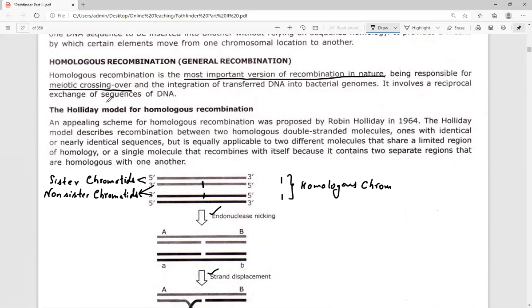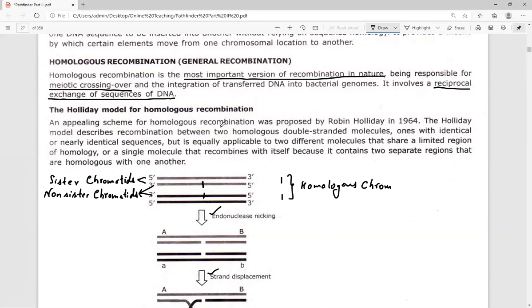It involves a reciprocal exchange of sequences of the DNA. So there is a reciprocal exchange of DNA sequences that is going to take place. Okay. The Holliday model for homologous recombination. Now, what is this model?